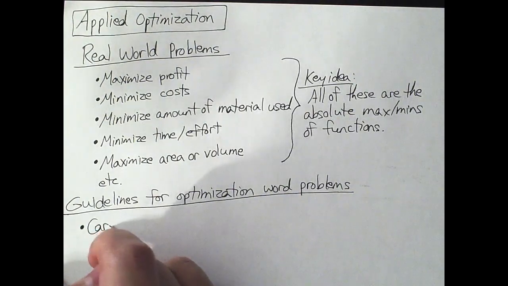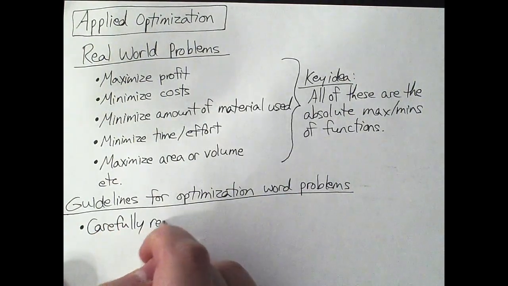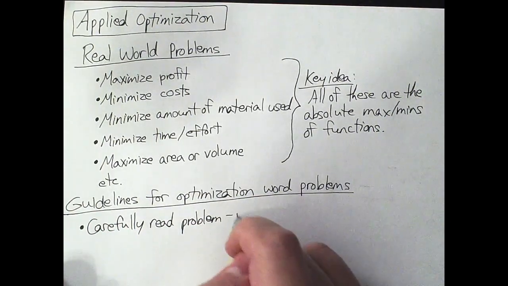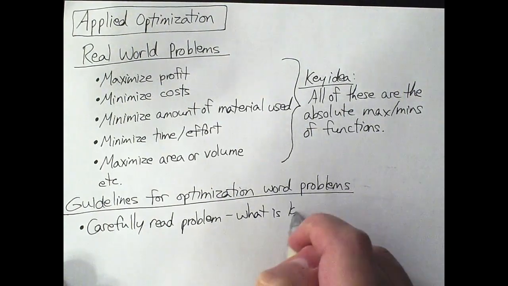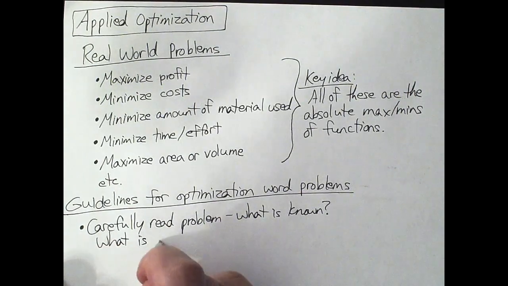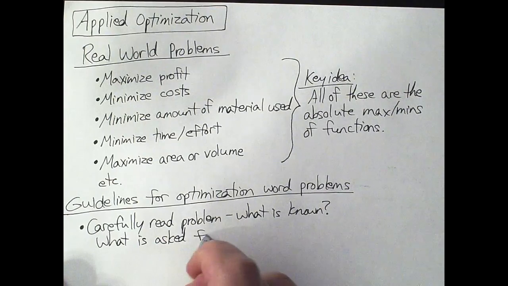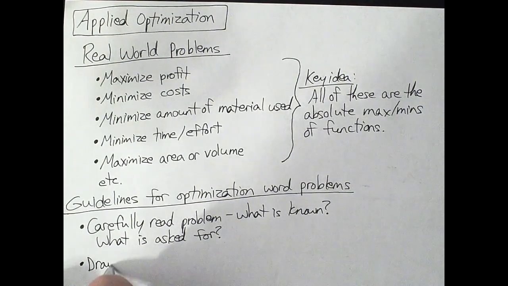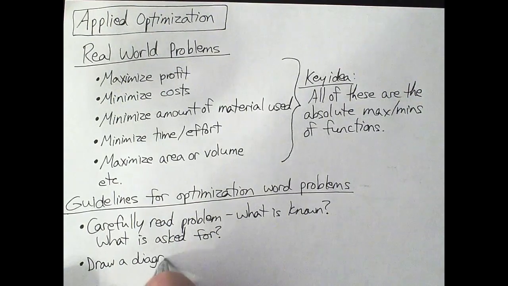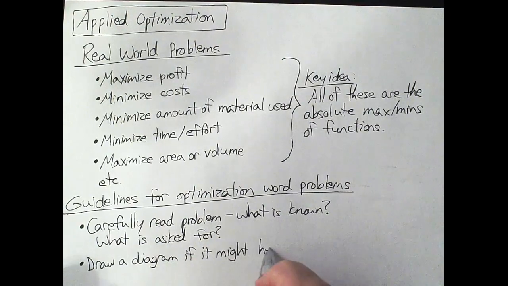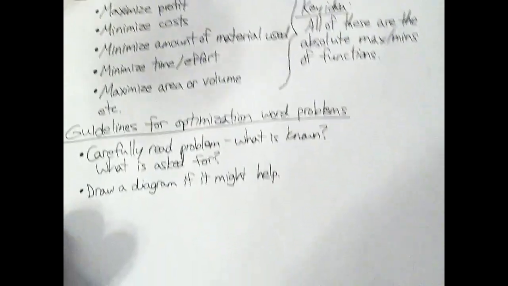As a guideline, of course, you should carefully read the problem. I know that should go without saying, but with word problems, you need to identify what is known and what is asked for. Because you don't want to be answering the wrong question. You don't want to be answering something that it didn't actually ask for. Another guideline is draw a diagram if it might help. I think a lot of these it will.